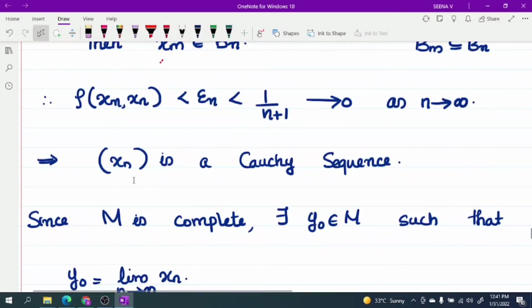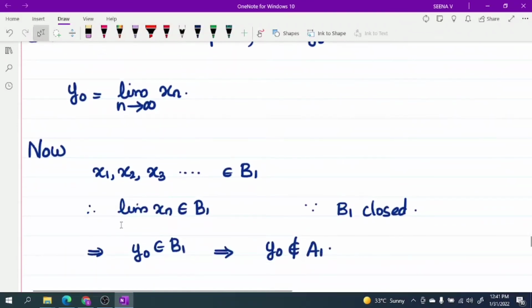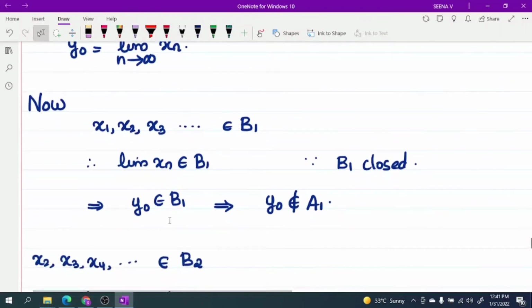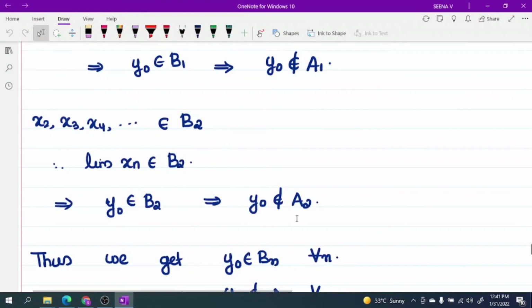Since M is a complete space, this Cauchy sequence converges. That means there exists a y0 belonging to M such that y0 is equal to the limit of xn as n tends to infinity. Now x1, x2, etc. belong to B1. B1 is closed. Therefore, the limit of xn also belongs to B1, so y0 also belongs to B1. As B1 intersection A1 is equal to empty, y0 does not belong to A1. Similarly, x2, x3, x4, etc. belong to B2. The limit of xn also belongs to B2, and the limit of this sequence is y0. That belongs to B2, but y0 does not belong to A2.